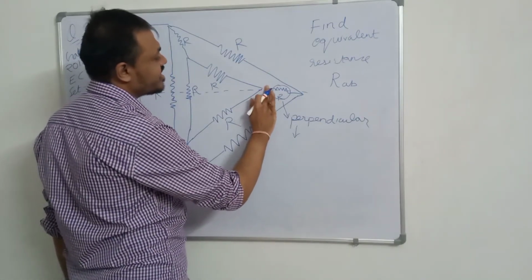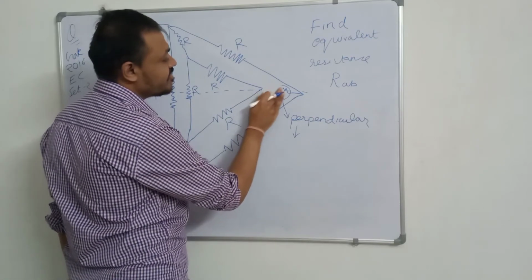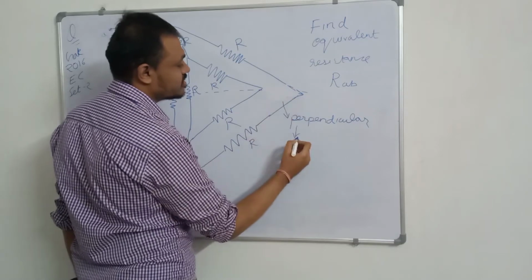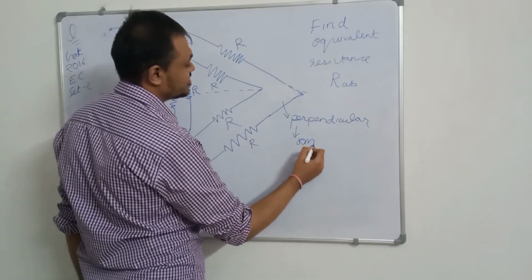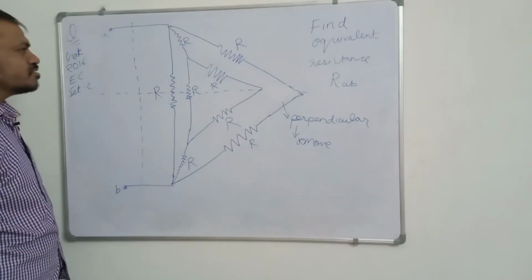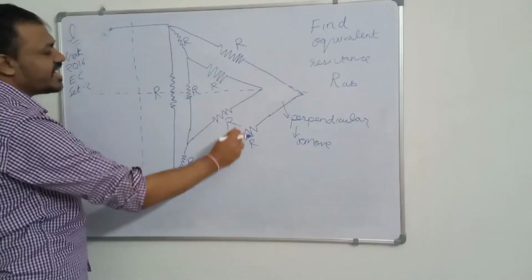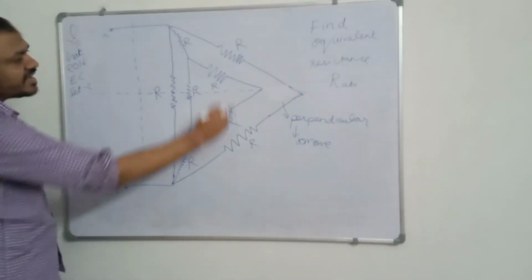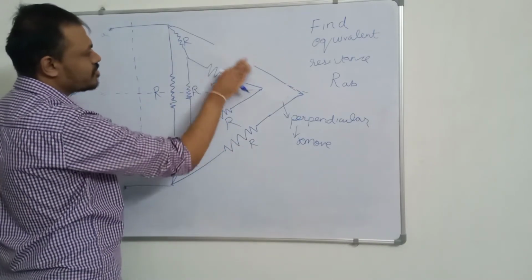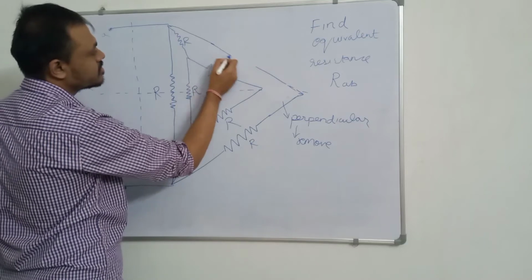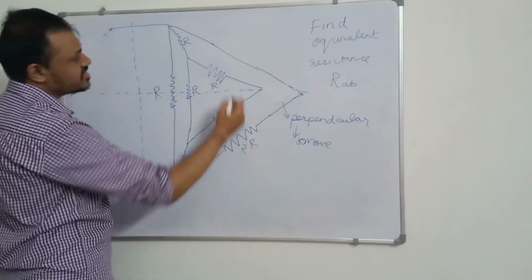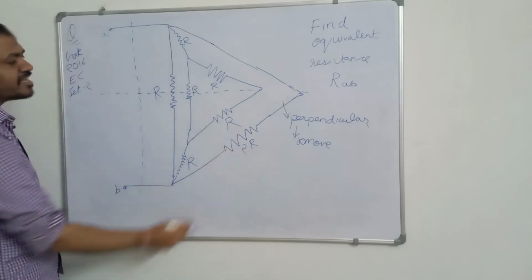So this figure will become very easy if we remove this resistor. So we remove this resistor. Now this figure becomes very easy to solve, because this R and this R are in series, so they can be replaced by an equivalent resistance of 2R. This R and this R were in series, so replaced by 2R.